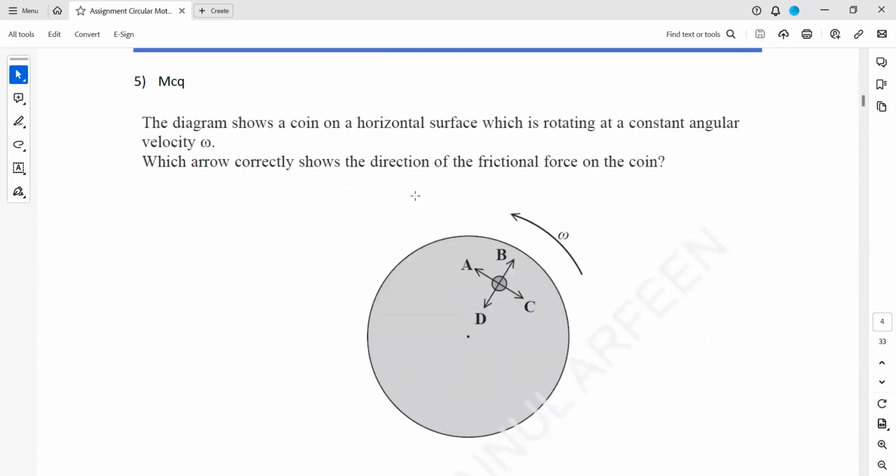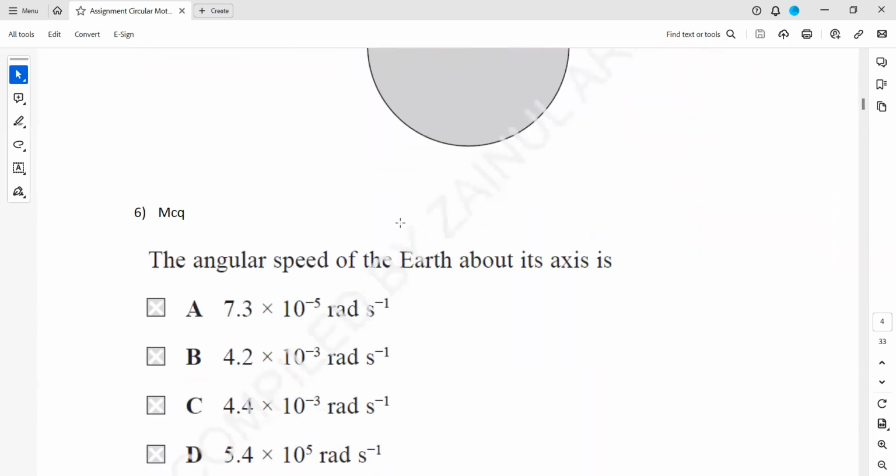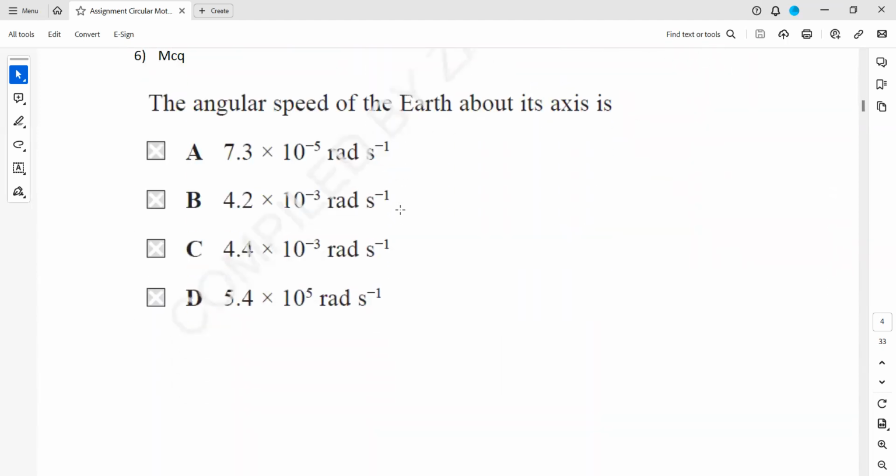The diagram shows a coin on a horizontal surface which is rotating at a constant angular velocity omega. Which arrow correctly shows the direction of the friction? Whenever an object is moving in a circular path, there should be a resultant force directed towards the center. In this case, the frictional force is opposing the motion, so it is directed towards the center, so it will continue to move in a circular path. That's why D is the right answer. Friction opposes the motion so that it does not skid or slide, directed towards the center.